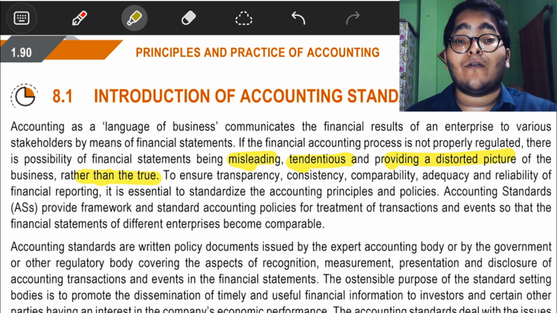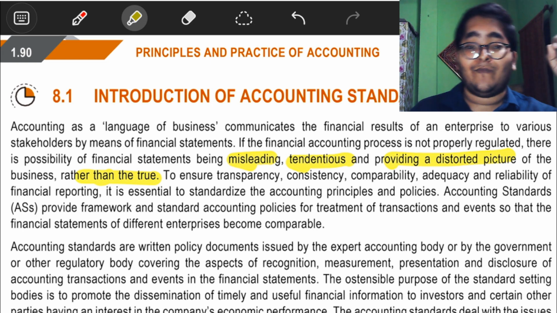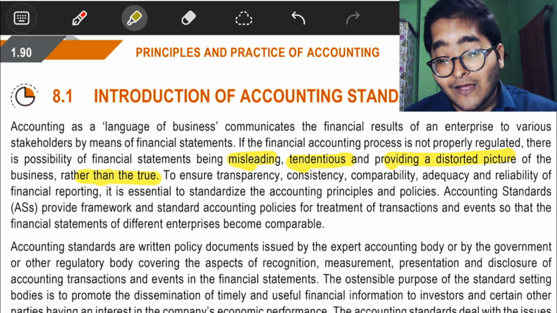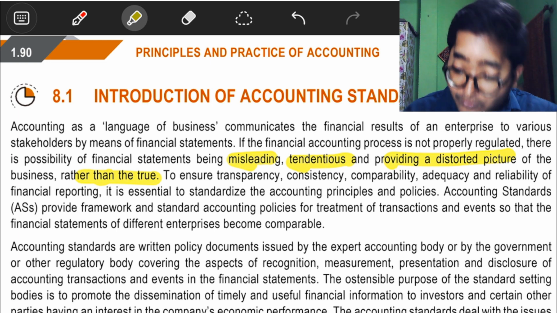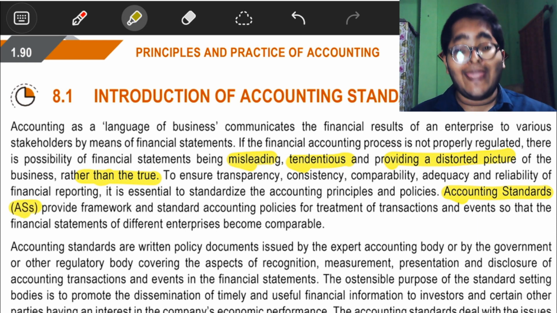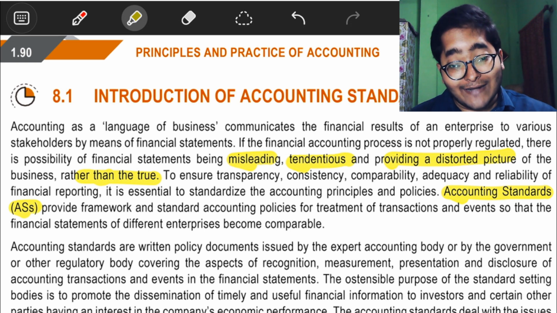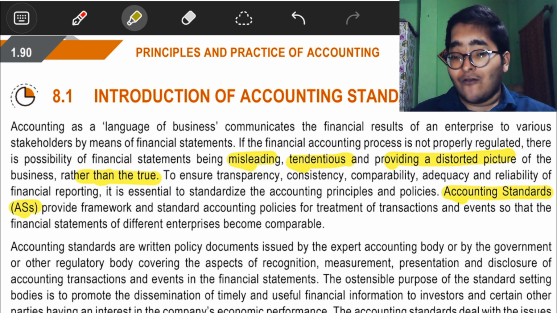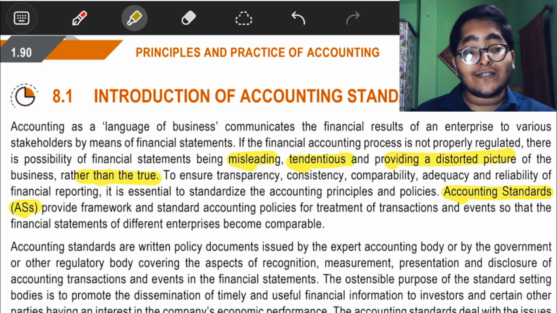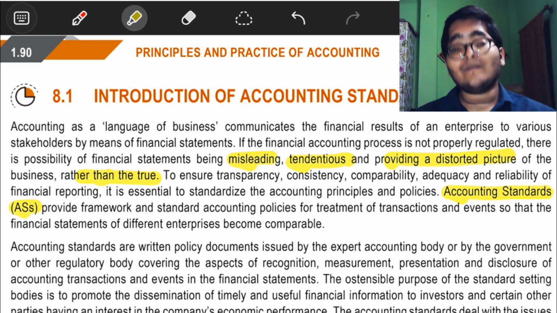And lastly and most important, the financial statements would not be reliable enough to be trusted by the users of the financial statements. Accounting standards are written as AS, accounting standard. Accounting standards provide framework and standard accounting policies for treatment of transactions and events so that the financial statements of different enterprises become comparable.